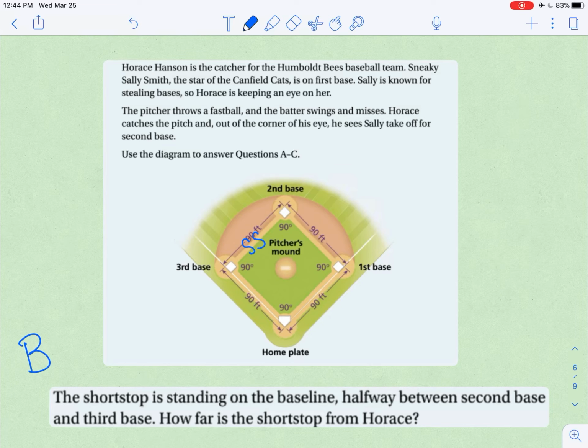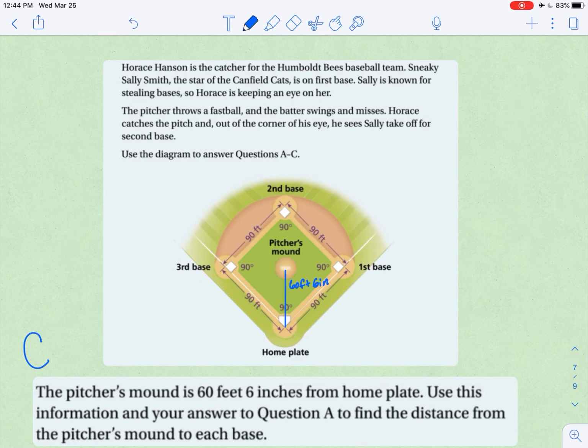Now we're going to move on to question C. C is going to be our last question of the day, and we're going to then wrap up what our lesson is. Question C says, the pitcher's mound is 60 feet 6 inches from home plate. Use this information and your answer to question A to find the distance from the pitcher's mound to each base. So this question is going to have not one answer, but three answers.